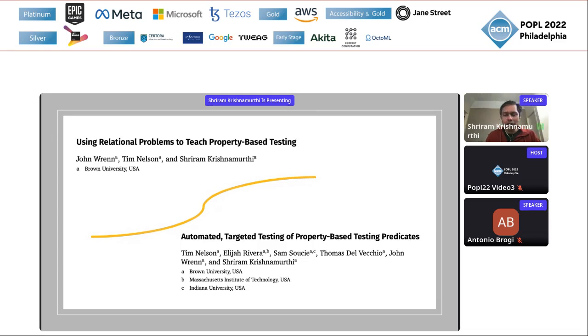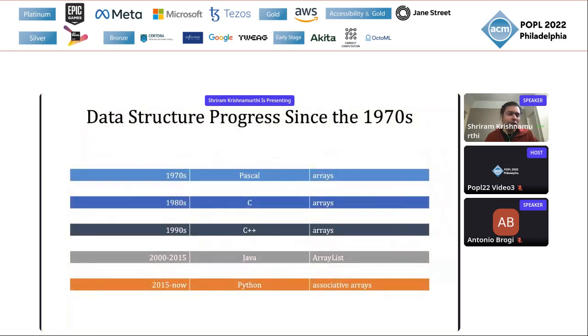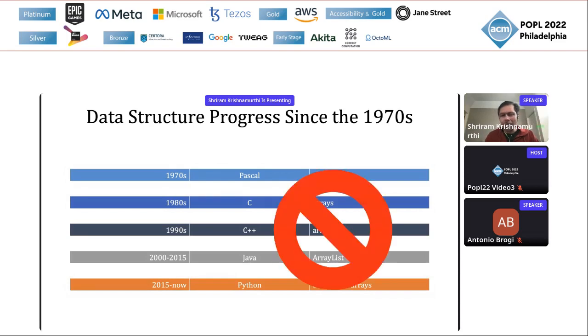What I want to do now is go back to this question about the CS1 blob and talk about what might be a new curricular horizon. Okay. So I put up this somewhat sardonic slide. There's a little bit of objecty stuff thrown in here as well. But fundamentally, I think the problem is we got off on the wrong footing. We've picked the wrong default data structure. And I think with a small change, we could make things a whole lot better.